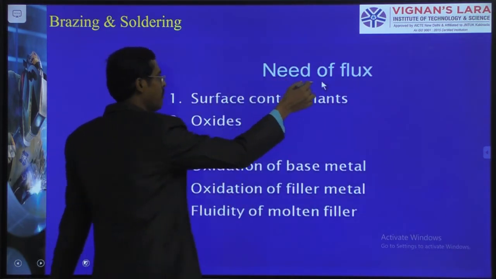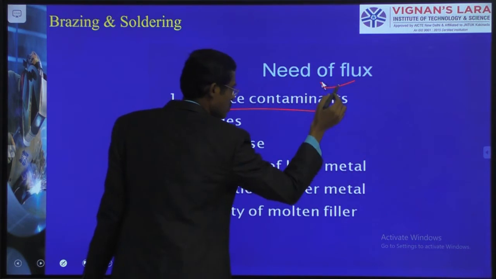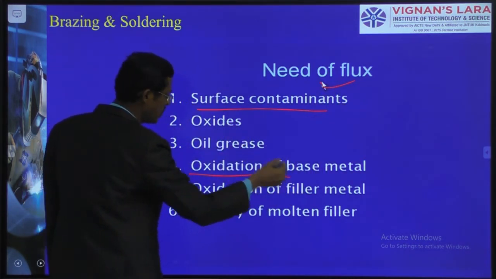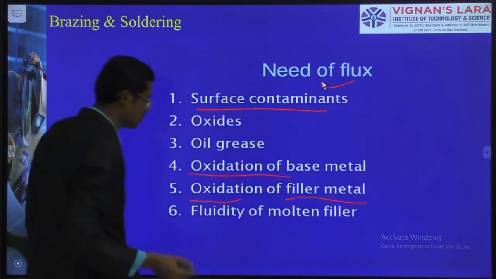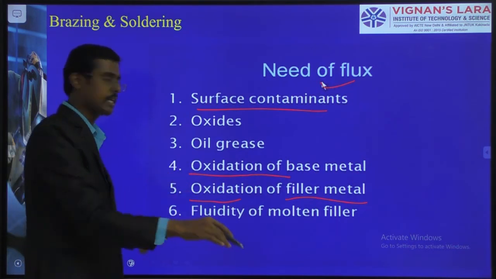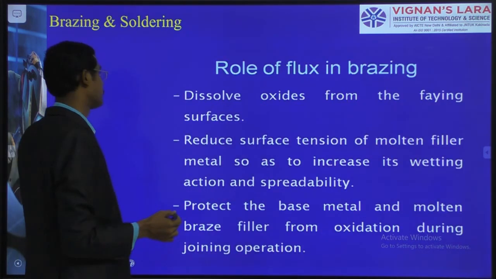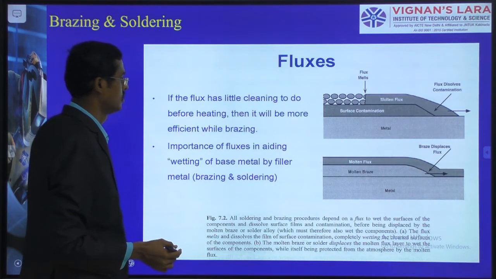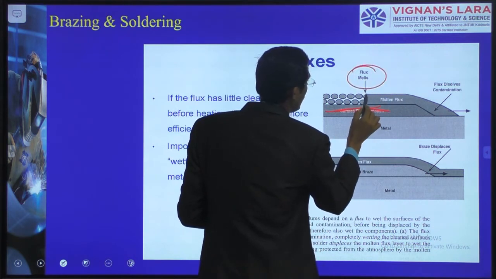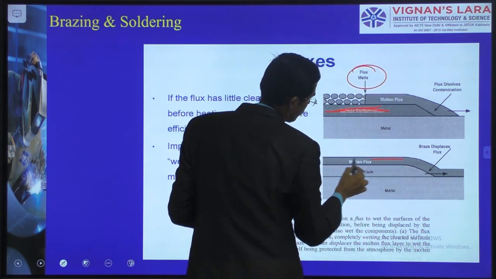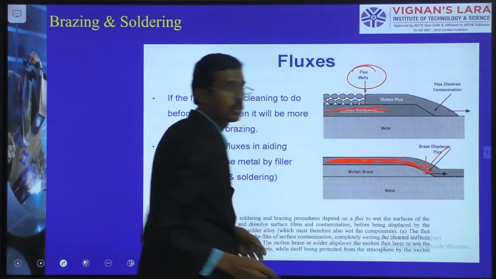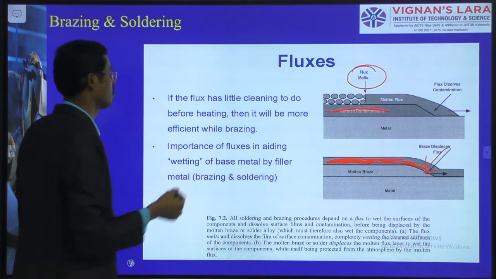So there is a need for fluxes. They remove surface contaminations, avoid oxides, oil and grease, and avoid the oxidation of the base material and of the filler material. Basically it is avoiding the oxidation process in both the filler and the base material. So surface contaminations are there, the flux comes here and we fill the molten flux. After flux filling, we have to do the brazing or soldering operations.